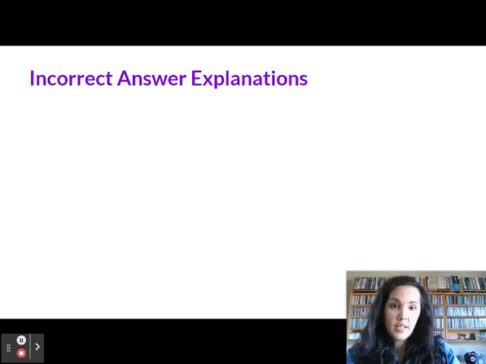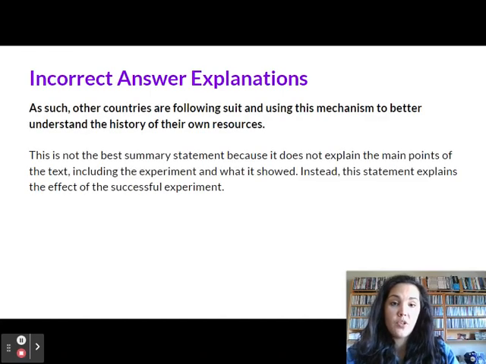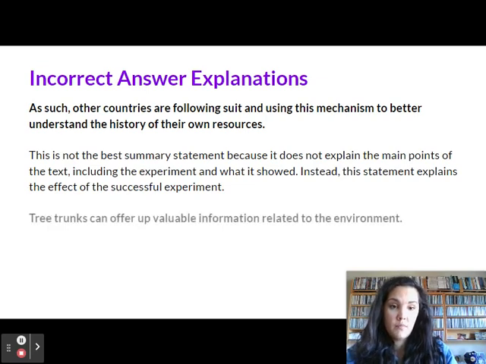Here are the incorrect answers and their explanations. As such, other countries are following suit and using this mechanism to better understand the history of their own resources. This is not the best summary statement because it does not explain the main points of the text, including the experiment and what it showed. Instead, the statement explains the effect of the successful experiment.